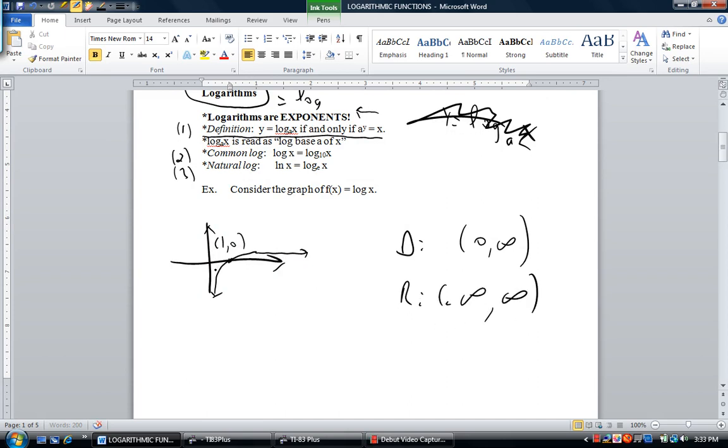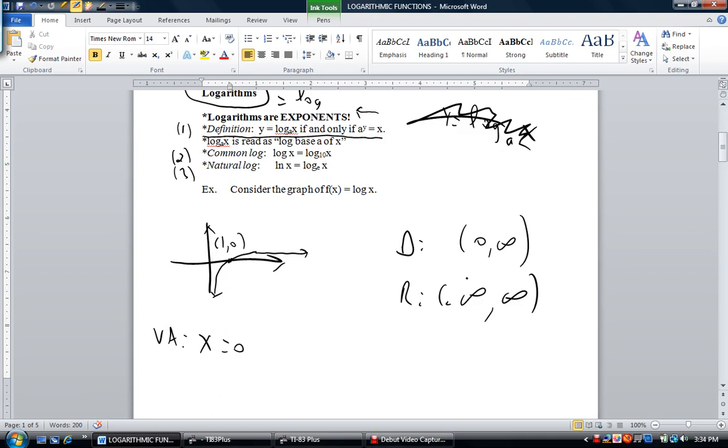Domain, how far left does it go? Well, it gets closer and closer to 0, but never gets there. How far right does it go? It goes forever. Now the range, how far down does it go? It definitely goes forever. And how far up does it go? Well, this keeps on going up at a slight angle, but it does go up. It goes up forever and ever. It never stops. And something else about this, depending on your class, this has a vertical asymptote. It's the x-axis, or in other words, x equals 0.